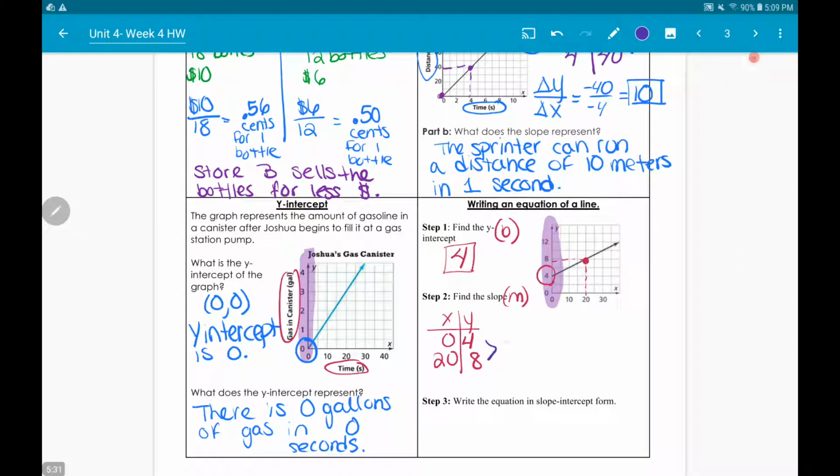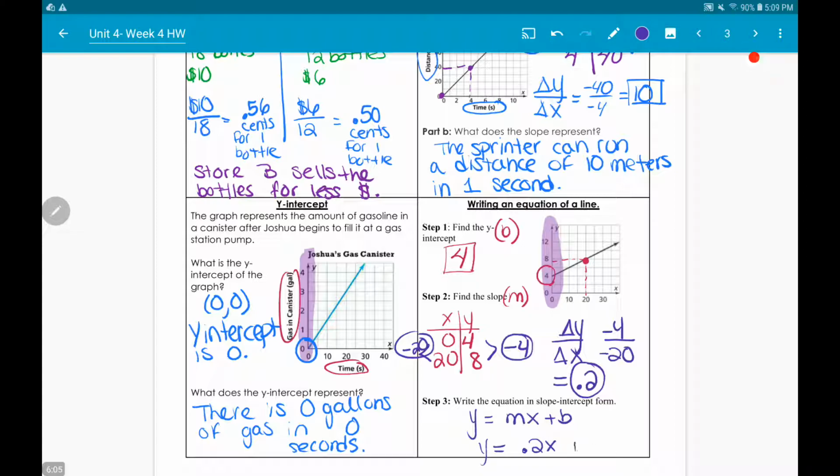Okay. I do 4 take away 8. That gets me negative 4. 0 take away 20. That gets me negative 20. My change in y was negative 4. And my change in x was negative 20. I divide those two things. And I get 0.2. Now I put this in my equation, y equals mx plus b. So in this case, my m was 0.2 and my b was 4. And that is how I write my equation of a line.